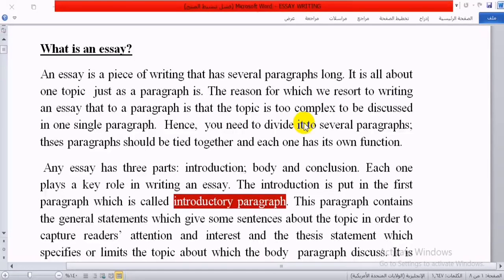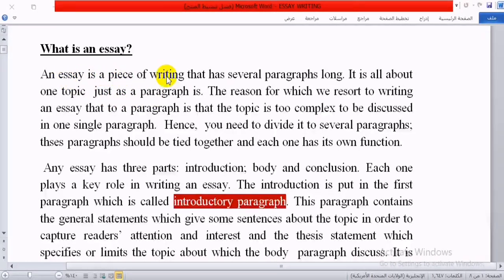In this video, I will discuss essay writing: its definition, its organization, its parts, and an example of expanding a paragraph into an essay. First, I will define an essay, and why we resort to writing an essay instead of a paragraph.